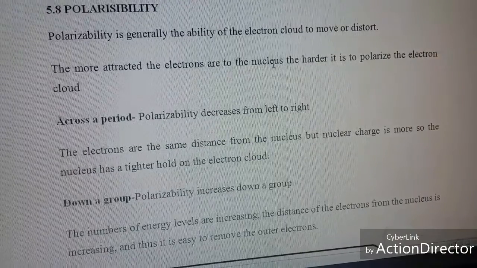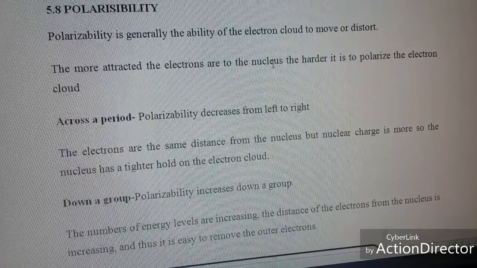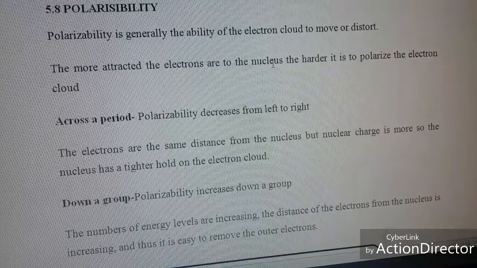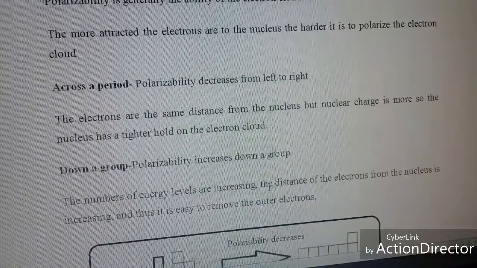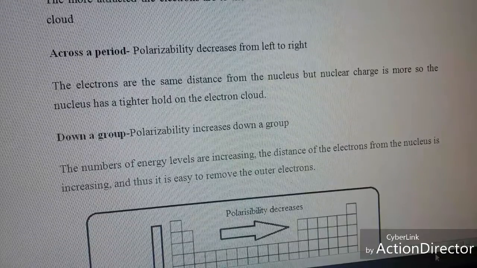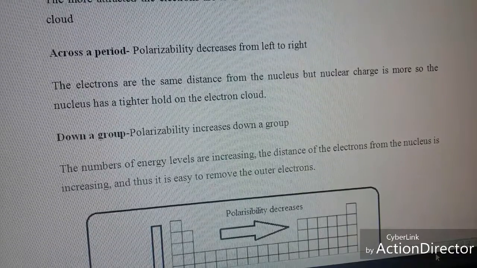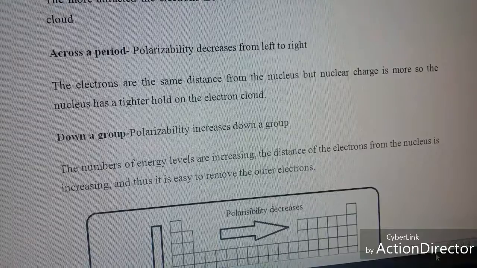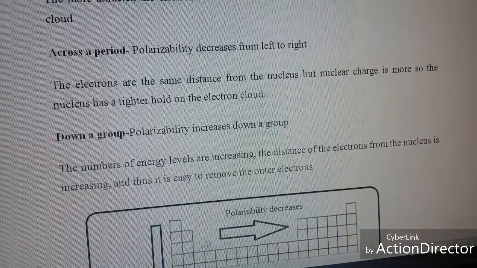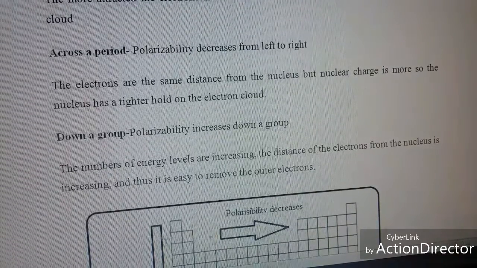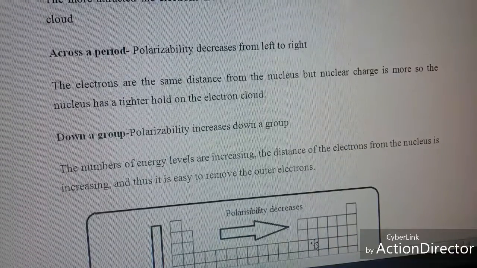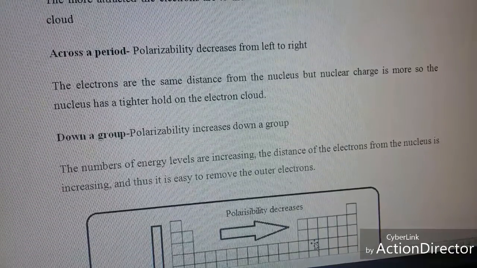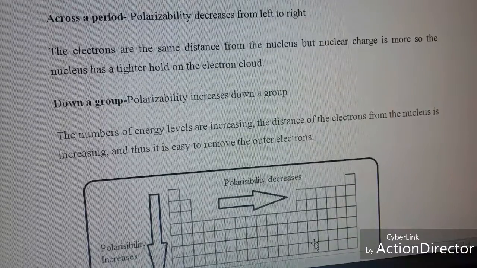Now if we see the general trend across a period, polarizability generally decreases from left to right, because from left to right, the electrons are at the same distance from the nucleus, but due to the increase in the atomic number, the nuclear charge will be more and the electrons will be tightly held, so it will be difficult to polarize it.